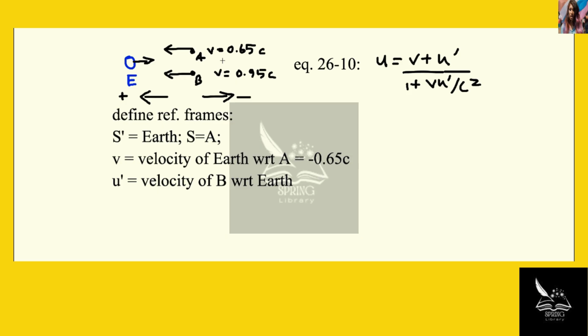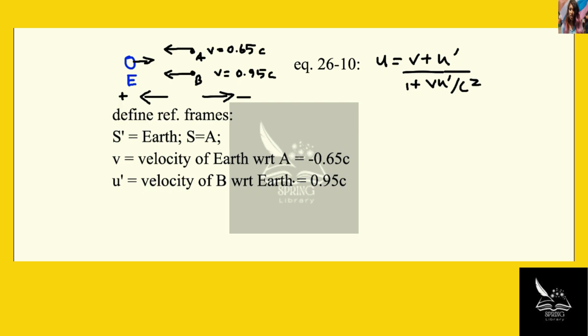Because the Earth is appearing to travel in the negative direction, you have a negative 0.65 c. So U prime, the velocity of B with respect to the Earth: the Earth itself is stationary, so B is approaching it with velocity 0.95 c, and there is no negative sign here because this motion is in the positive direction as we have defined it.